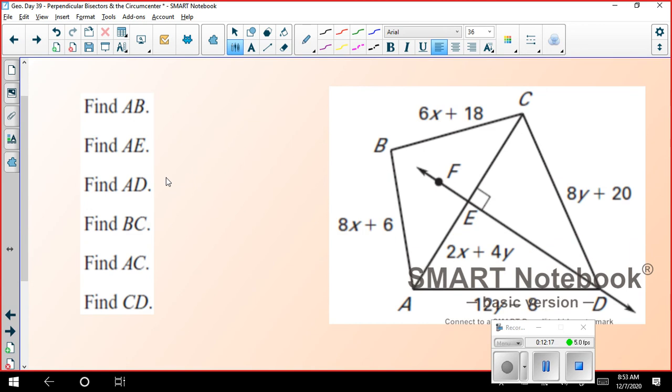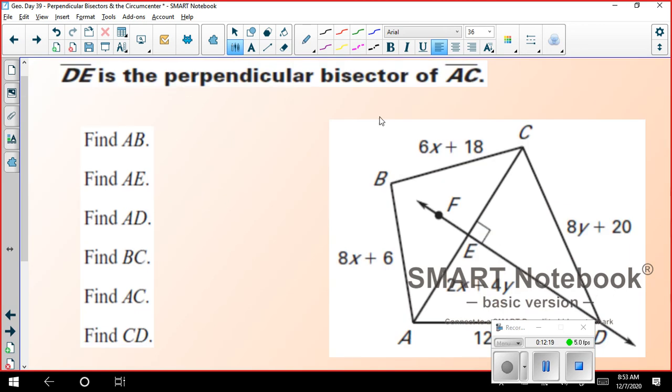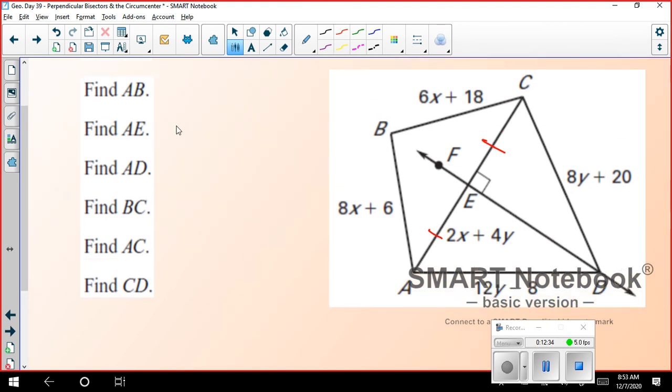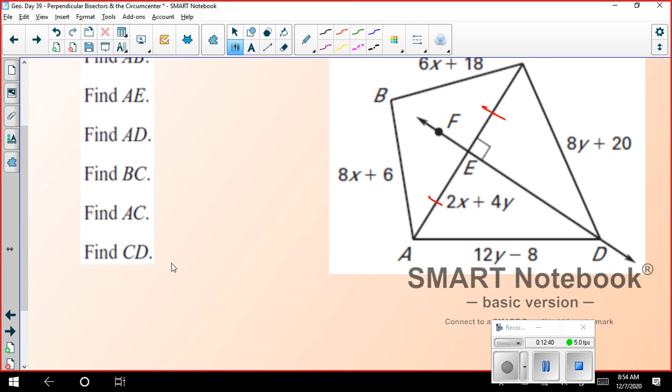In the same way, in this problem, D is the perpendicular bisector of AC, which means these two are equal. They are asking you to find the values of AB, AE, AD, BC, AC and CD. This might take a little more time, so go ahead and try to find these values. Use the perpendicular bisector theorem and its converse. I'll give you a couple of minutes.